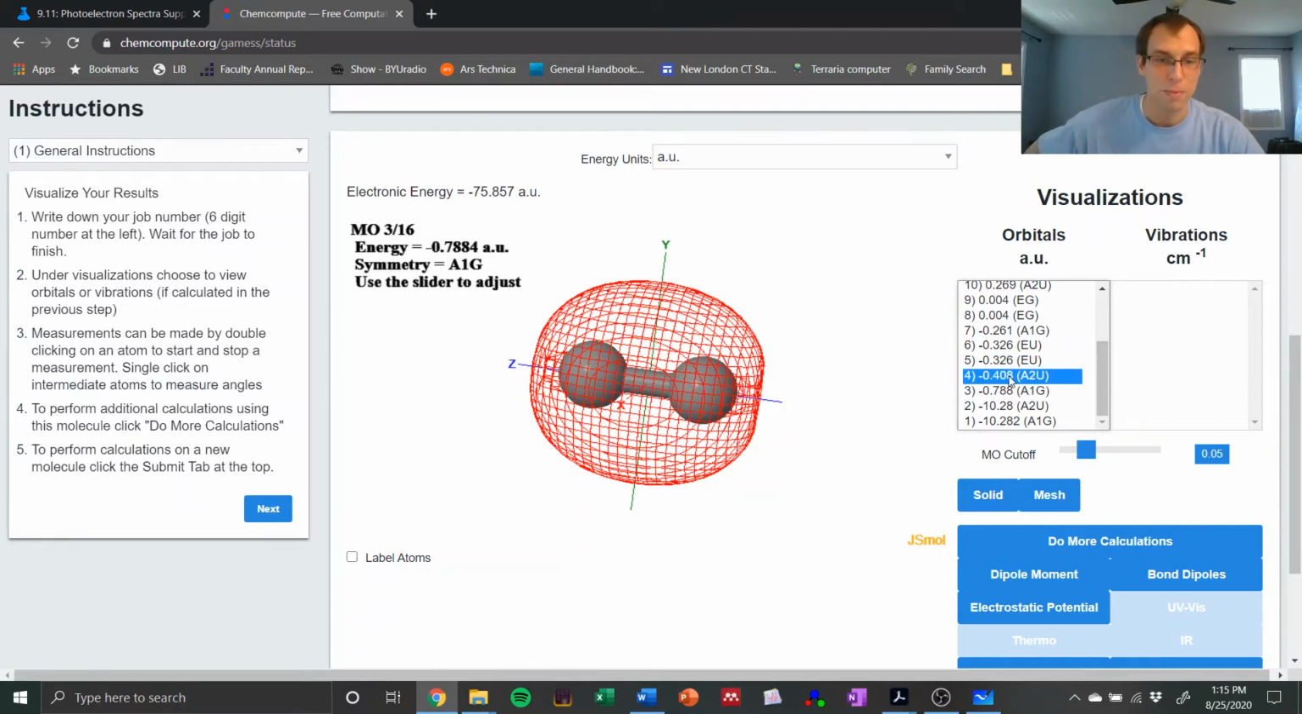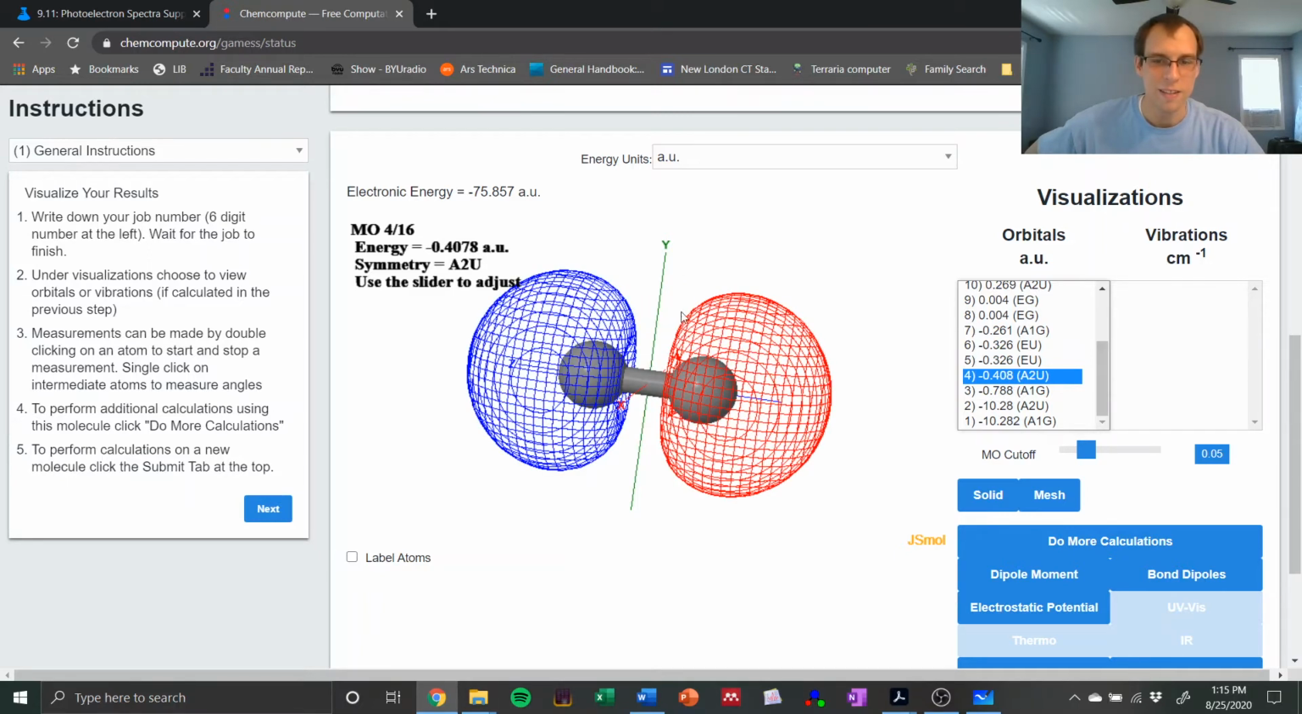The next one up should be our sigma antibonding orbital from our 2s electrons. And once it loads, we'll see that that is the case. We have a node in between, and we have our two separate lobes, kind of our 2s orbitals pushing away from each other a little bit. And this is our antibonding orbital made from the 2s electrons. And as we go up further, we'll get our 2p electrons.